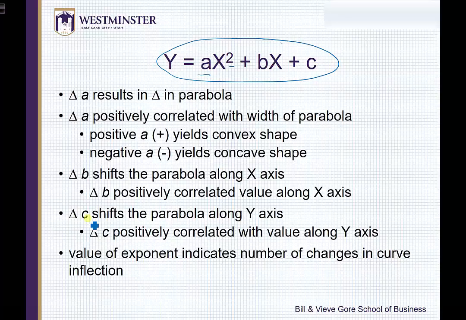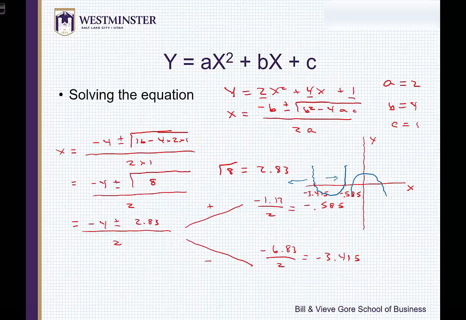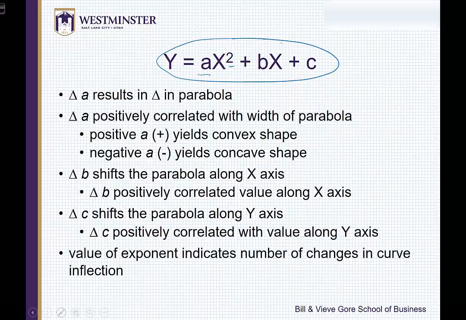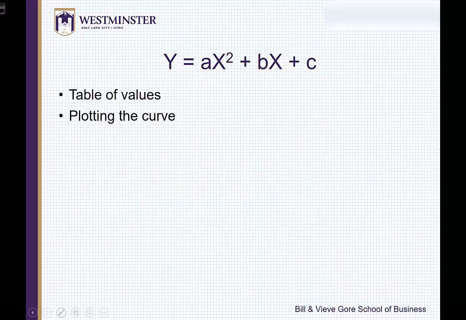And then we see that changes in C shift the parabola along the y-axis. So the y-axis is going to shift it upwards or down. And again, C is positively correlated with the value on the y-axis, so as C increases in value, we would find this parabola rising along the y-axis, and as C decreases in value, we would see the parabola shifting downwards along the y-axis. So let's think how we might plot this.